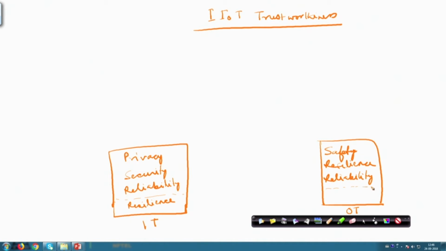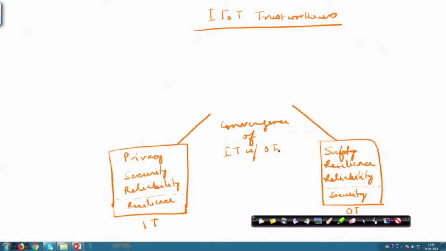To some extent, security is also important. So, these are the issues of concern if we are talking about isolated IT systems and their trustworthiness, and these are the issues of concern if we are talking about isolated OT systems and their trustworthiness. So, what is required is, in an IIoT scenario, we have to converge these two. So, the convergence of IT with OT has to happen.